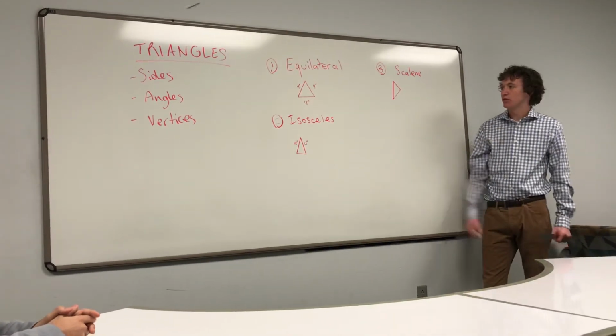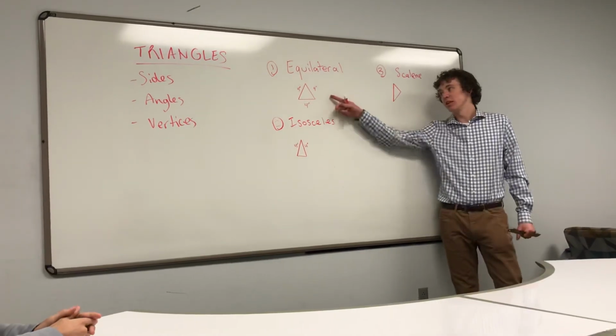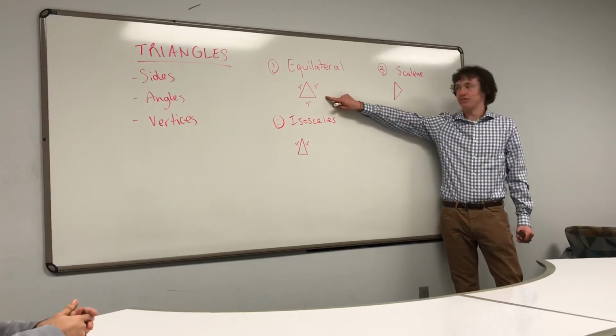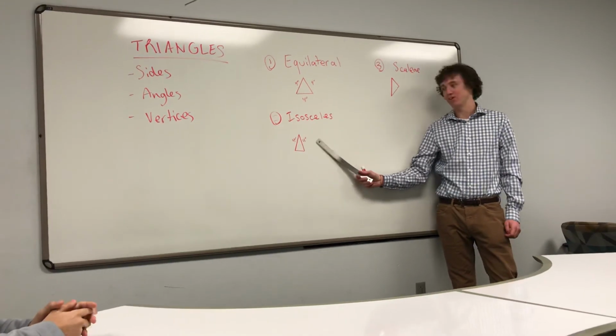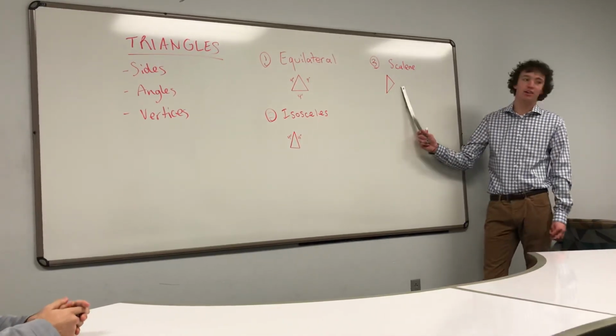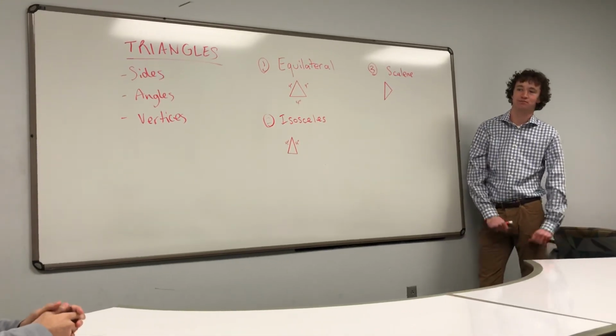So just one more review. Equilateral, that's when every single side is the same. Isosceles is when 2 of the 3 sides are the same. And scalene is when none of the sides are the same. Awesome.